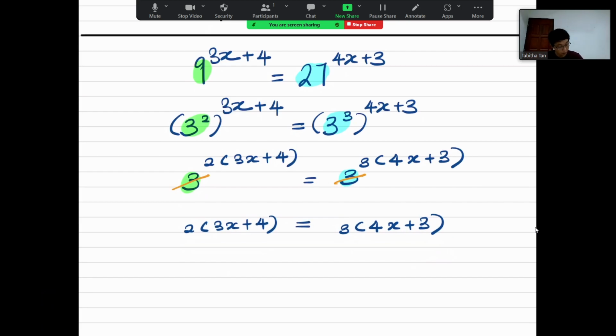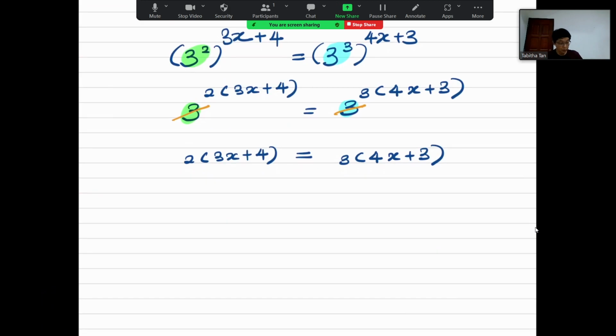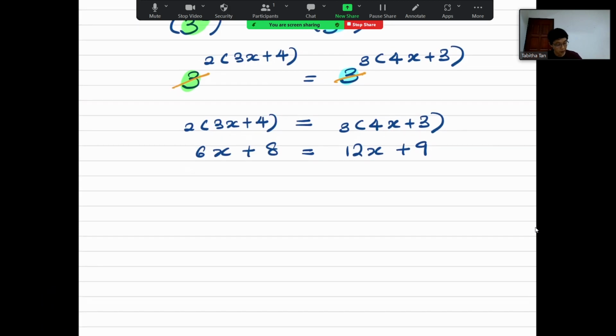Therefore, the solution will be simply to expand the brackets, collect like terms, and solve for x. Okay, let's start. 2 times 3, you got 6x, then plus 8 equals, this side 3 times 4, you got 12x plus 9.